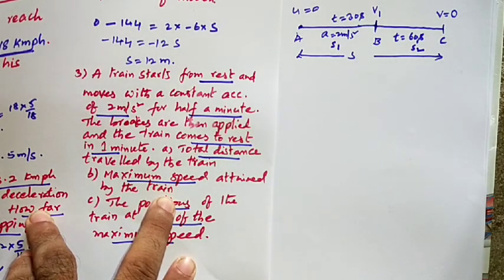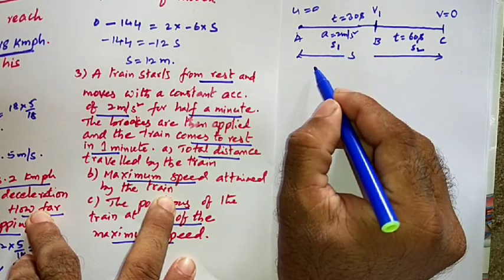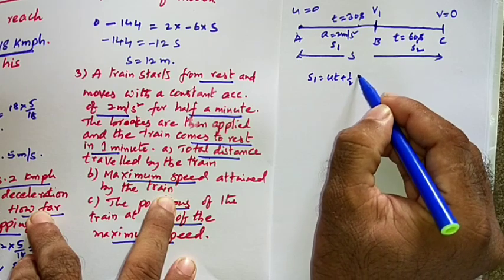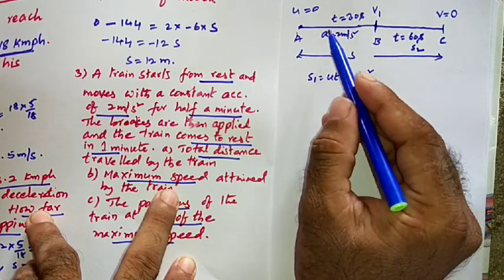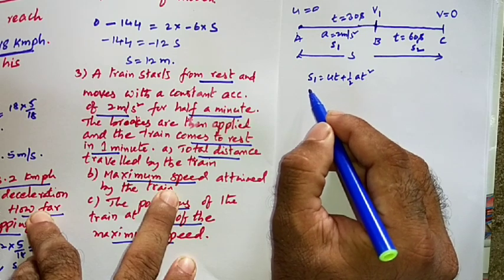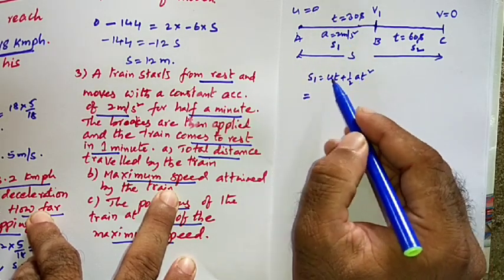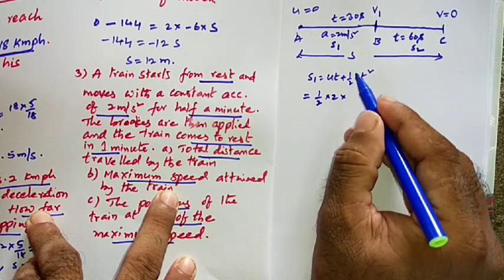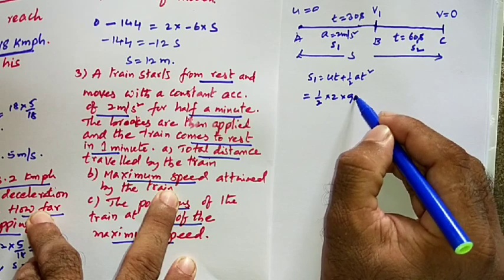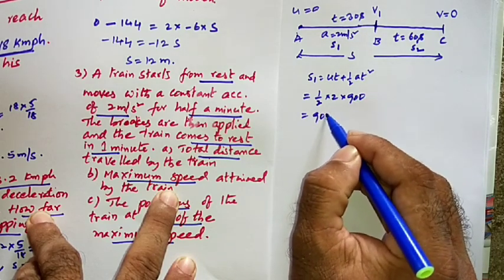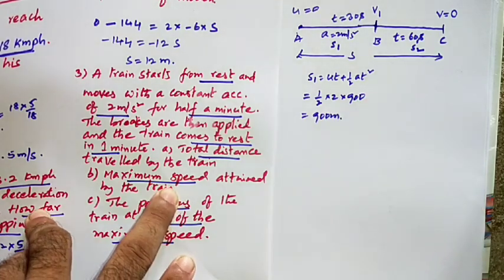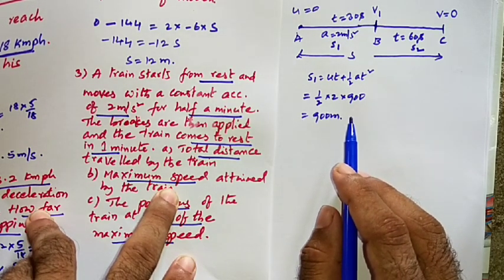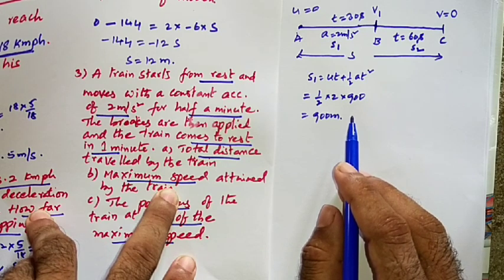Now first calculate the distance S1. So what is the formula? S1 is equal to ut plus half at square, because we know S, U, A and T. It is accelerated motion. That is equal to U into T, 0 into 2 is 0. Then half into acceleration 2 into T square. 30 square is 900. So that is 900 meters. So the distance between A and B is 900 meter. Okay.